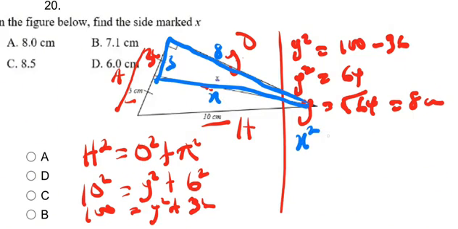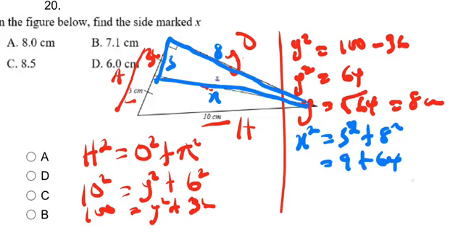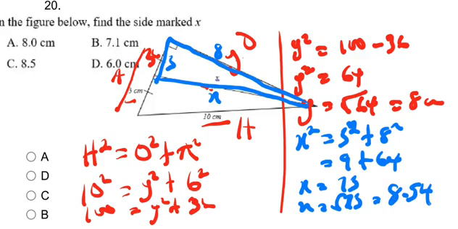That will be x squared equals to 3 squared plus 8 squared. That is 9 plus 64. So that will give us x squared equals 73. So x equals the square root of 73. So that gives us 8.54440. So approximately that gives you 8.5. So that is that on this.